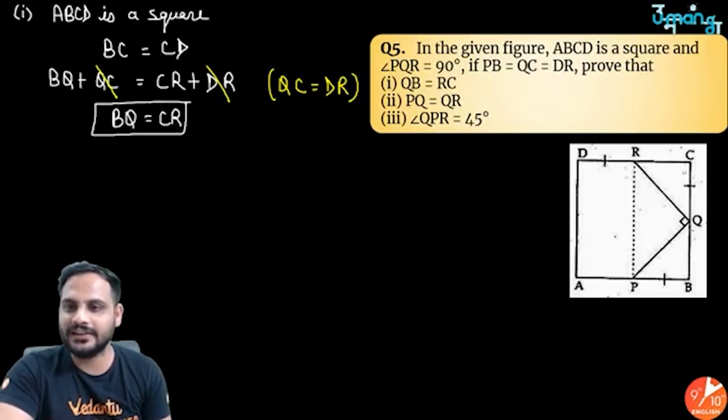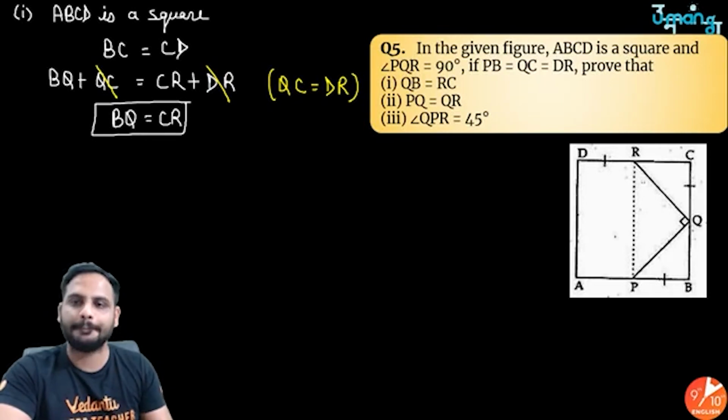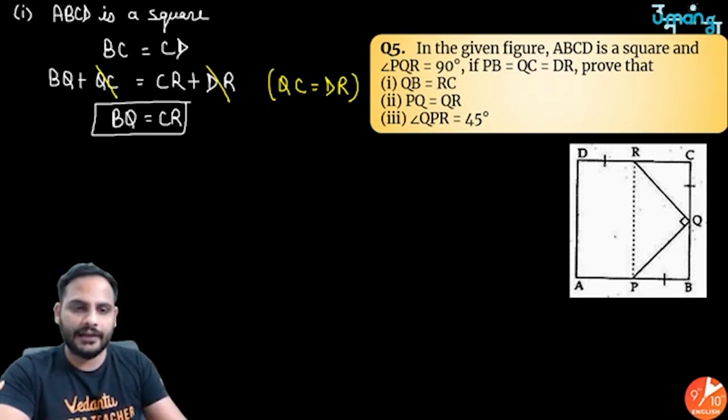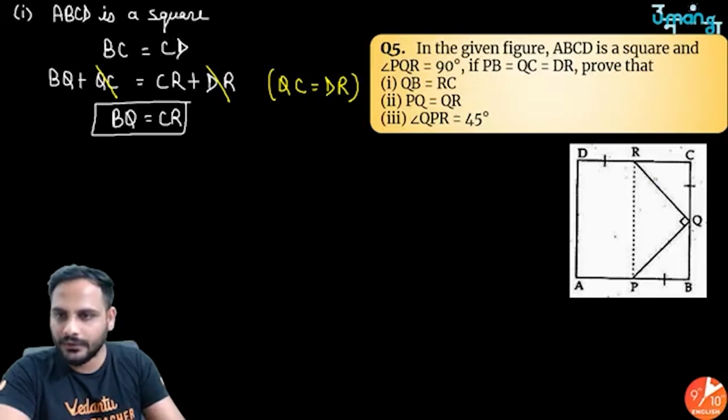So I have taken BC equal to CD, and BC I have written as BQ plus CQ, and CD I have written as CR plus DR. Then I saw that DR and CQ are equal to each other, cancelled both, so BQ is equal to CR. Okay. Second thing they are saying, prove that PQ is equal to QR. If I need to prove PQ and QR, what I will do beta, I will talk about these two triangles. Which triangles? Listen carefully. I will talk about these two triangles.